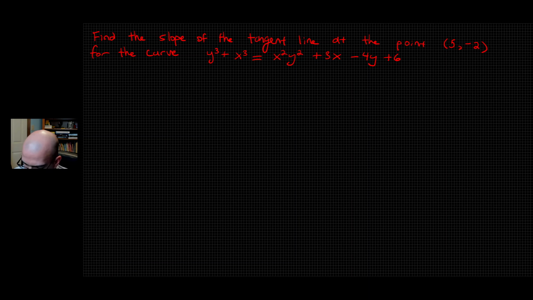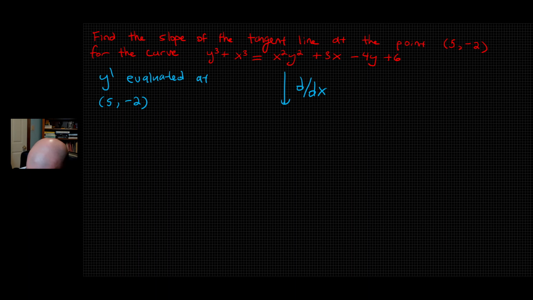Find the slope. So find the slope of a tangent line. That immediately means y prime evaluated at somewhere. In this case, it tells us to evaluate at 5, -2. To do this, we need to take the derivative of all the pieces. The first part, the derivative of y to the 3 is 3y squared y prime. The second part, derivative of x to the 3 is 3x squared.